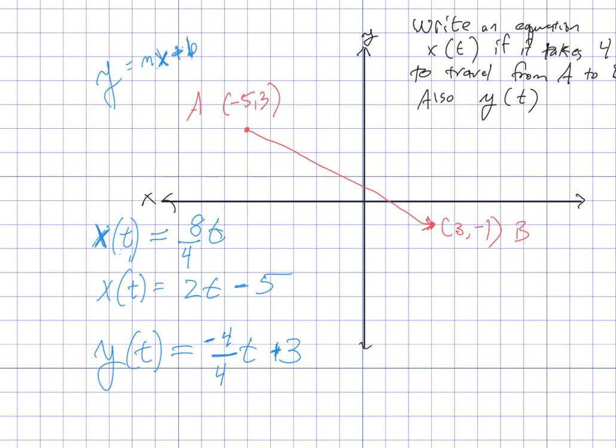I'll just rewrite that equation a little bit nicer. y of t is equal to -t plus 3. So in terms of parametric equations, this scenario, where we create 2 equations for the position of x and the position of y with respect to time t from point A to point B, is modeled by y of t equals negative t plus 3, and x of t equals 2t minus 5. All right, that's our little introduction.